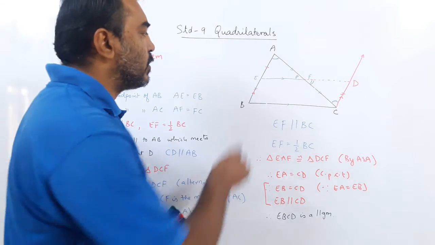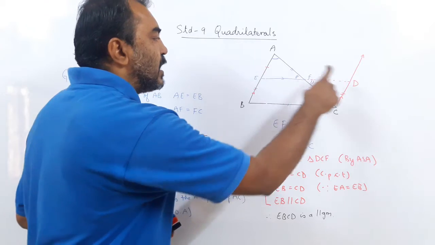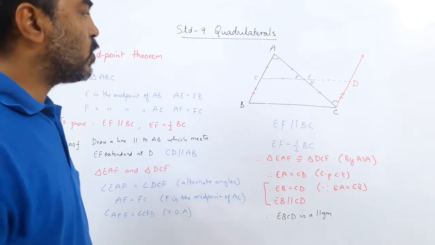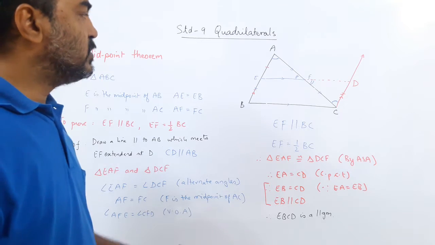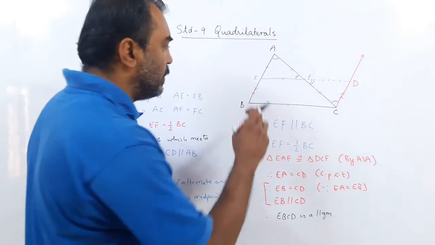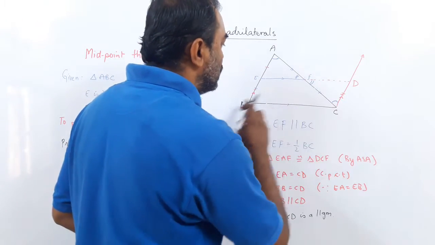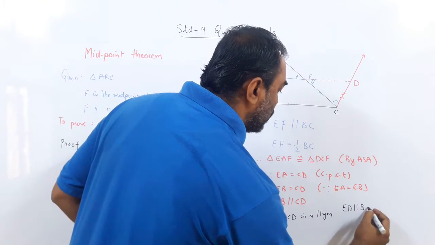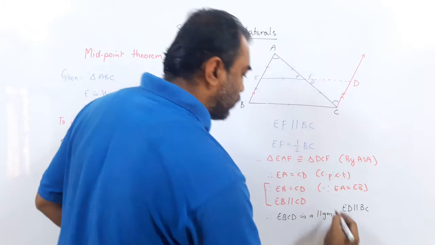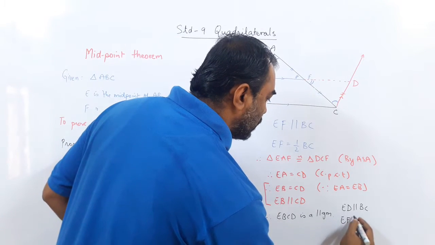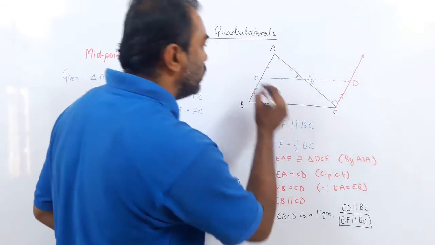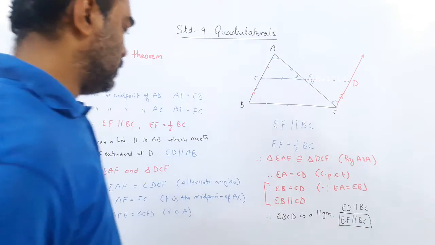Which property have we used here? In a quadrilateral, when a pair of opposite sides is parallel and equal, it forms a parallelogram. So EBCD is a parallelogram. If EBCD is a parallelogram, it means that ED is parallel to BC. But ED is also EF, so we have EF is parallel to BC. So the first result we have proved: EF is parallel to BC.